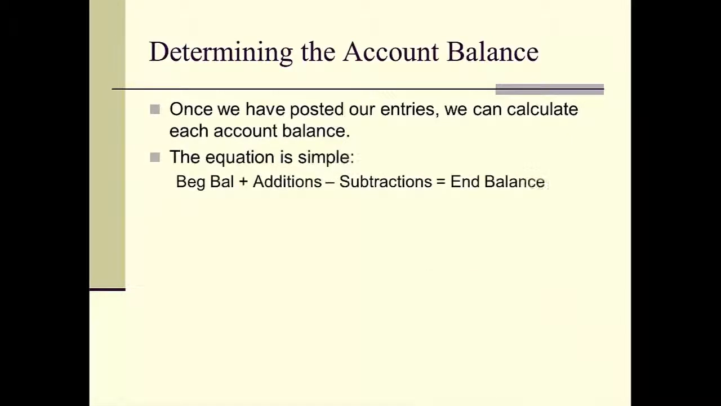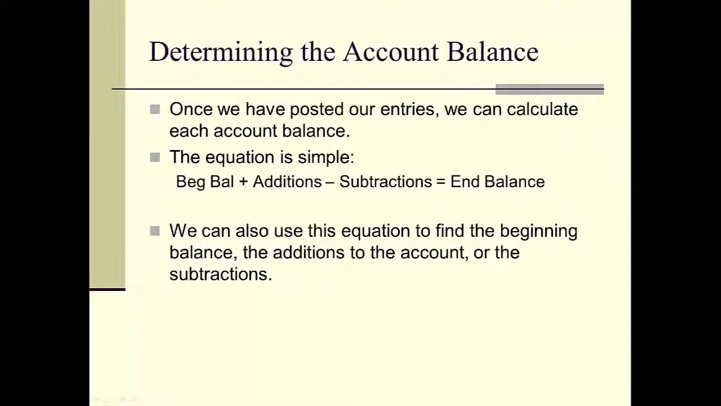So, basic equation is simple. We start by looking at what was in the account at the beginning of the period. Then we add whatever we added to the account. We subtract whatever we've withdrawn from the account, and then we're able to calculate that ending balance. We can also use this equation in other ways.